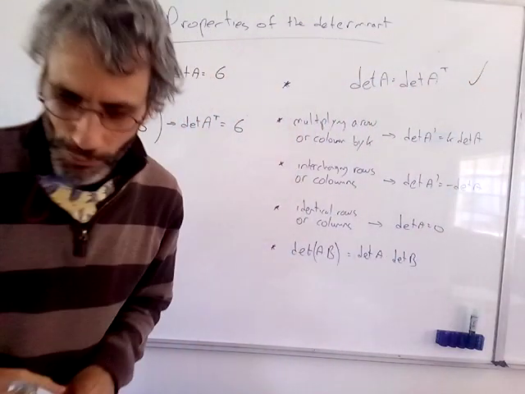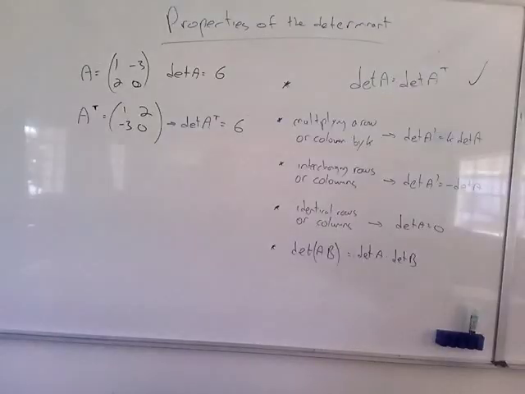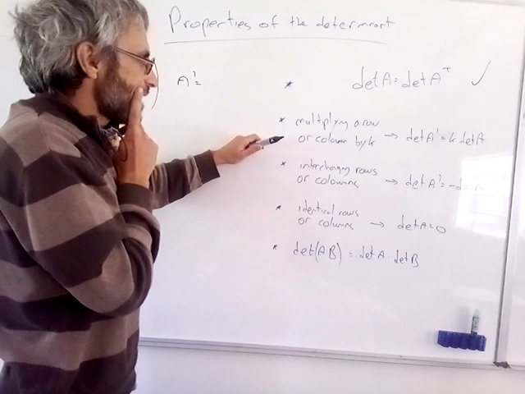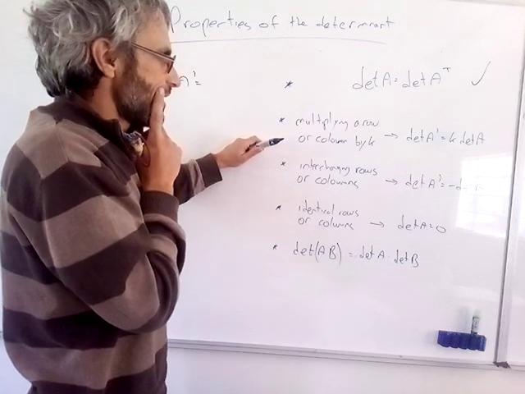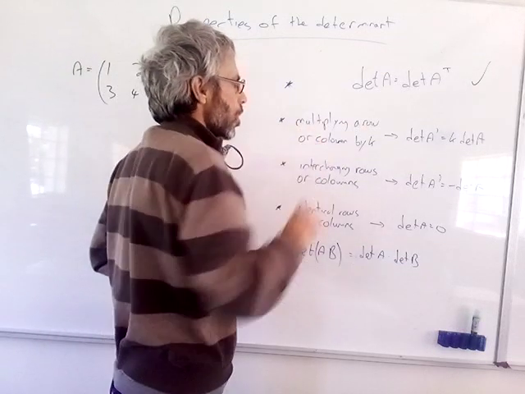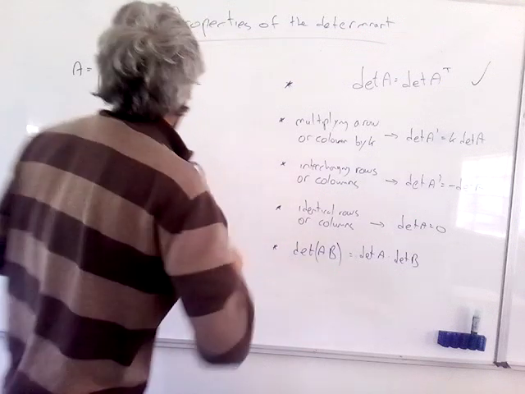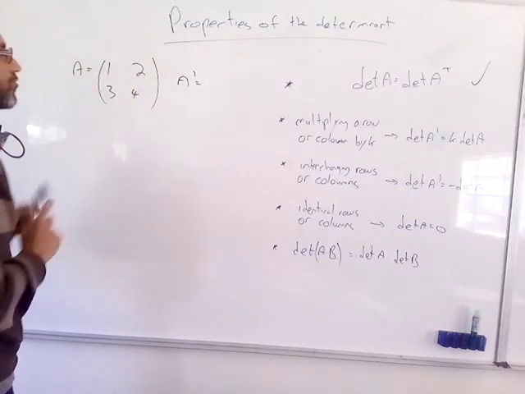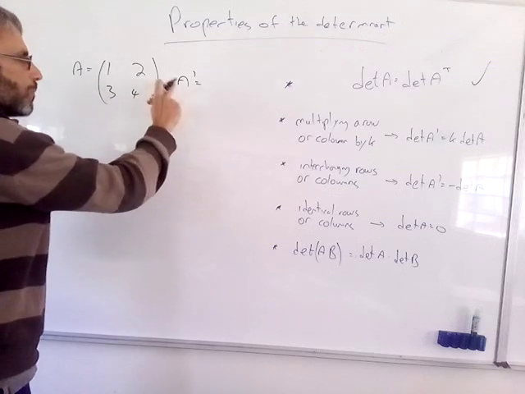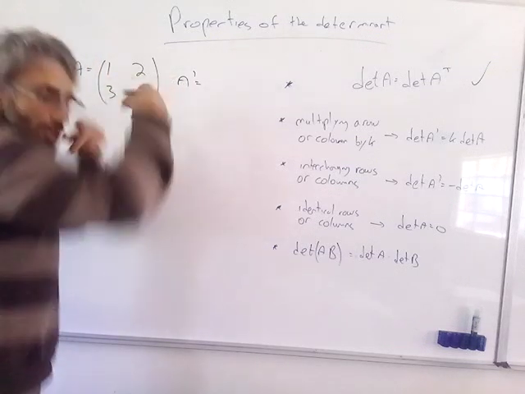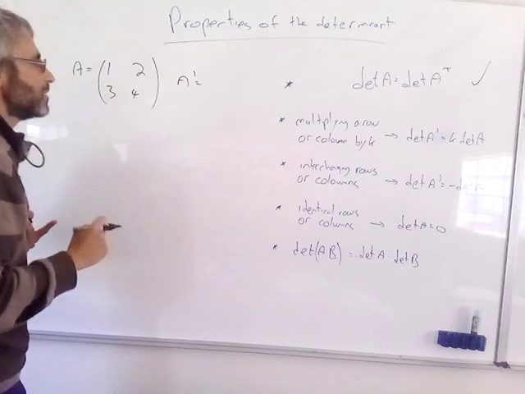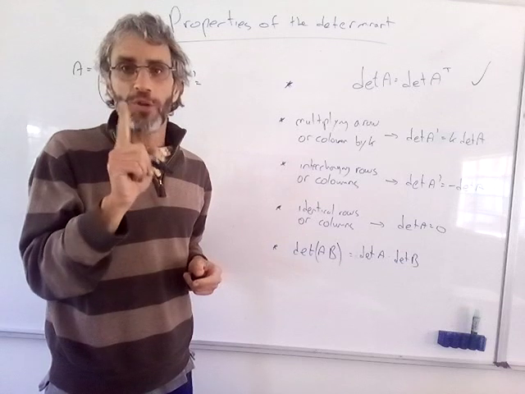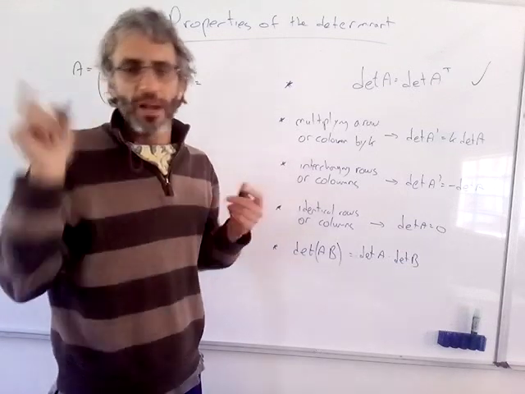All right, let's do the next example. Let's have a look at the second property. The second property is telling us about multiplying a row or a column by k. So I've got a matrix 1, 2, 3, 4, and what we're looking at is making a new matrix, we'll call it A prime, by multiplying one of the columns or one of the rows by a certain scalar k, by a certain number.